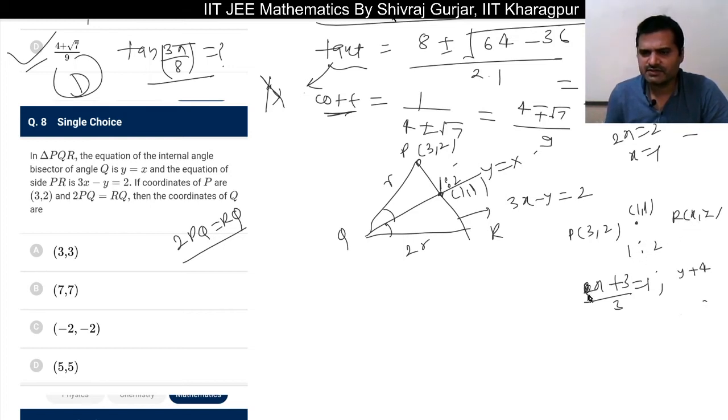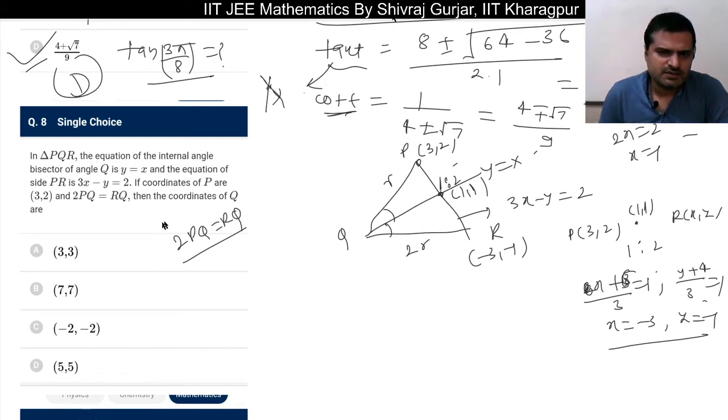No, this is x plus 6. And again here this is y plus 4 divided by 3 equals 1. So from here x is minus 3 and y is minus 1. So this point R is (-3, -1).